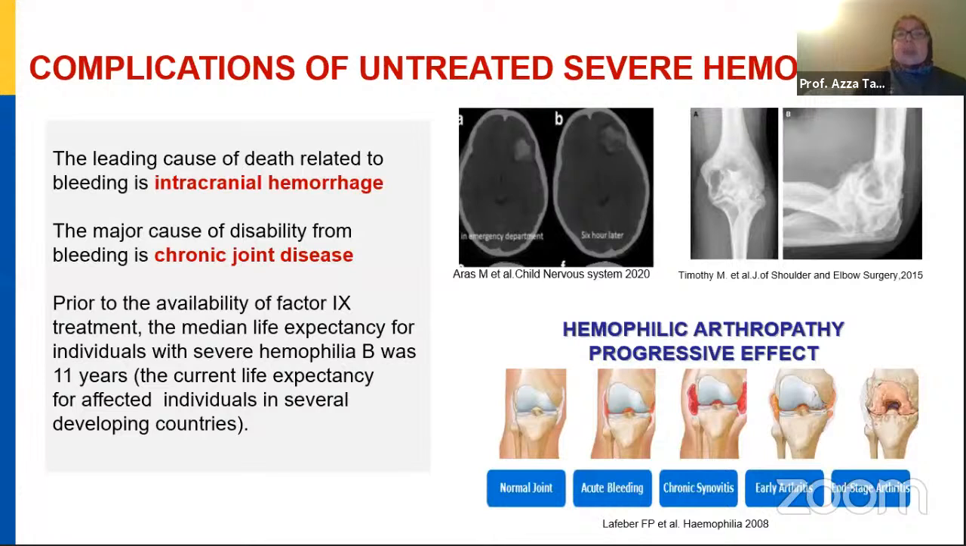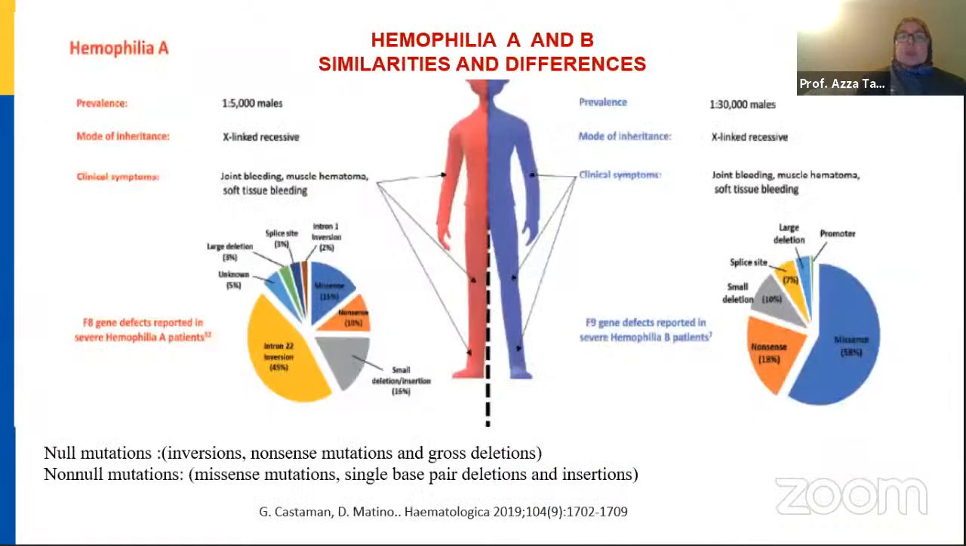So what are the complications of untreated severe hemophilia B? Intracranial hemorrhage is the leading cause of death, and chronic joint disease is the major cause of disability. It's exactly like in patients with hemophilia A, ending in end-stage arthritis if it's not given the proper factor IX. What are the similarities and differences between hemophilia A and B?